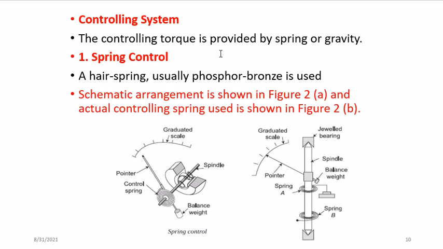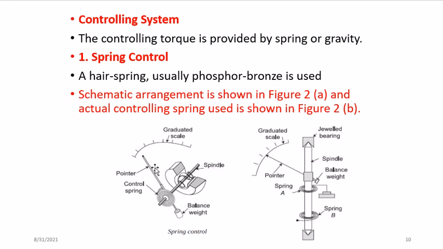Now, the controlling torque is provided by our spring or by gravity, as I've already said. So let us look at the spring version of the control. If you look at this diagram, here is a control spring, and here is the same control spring. So we use what we call a hairspring. Usually it is made using phosphor bronze as the material. And the schematic diagrams are given here.